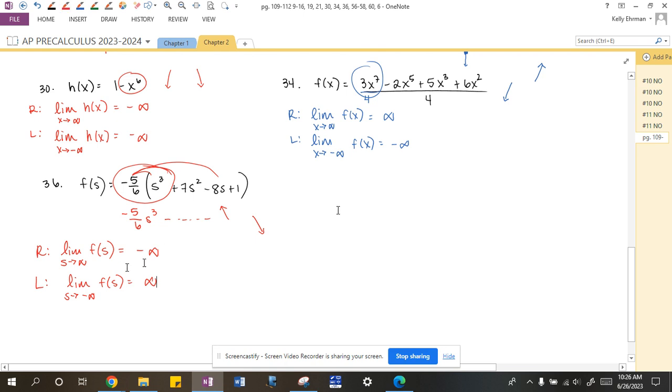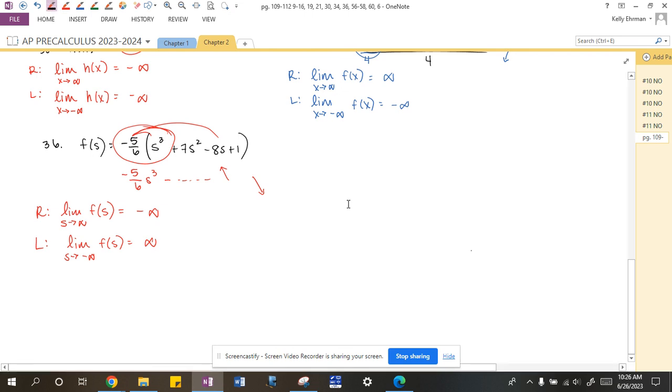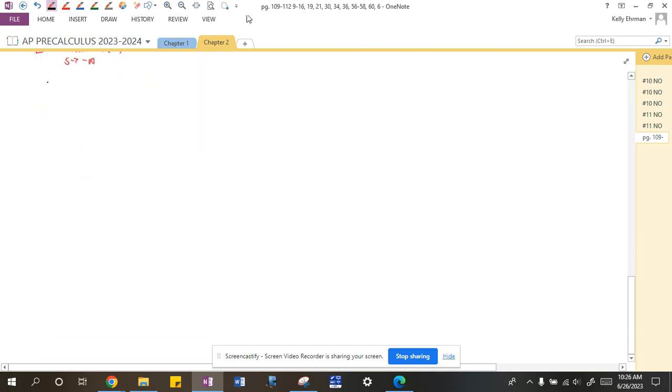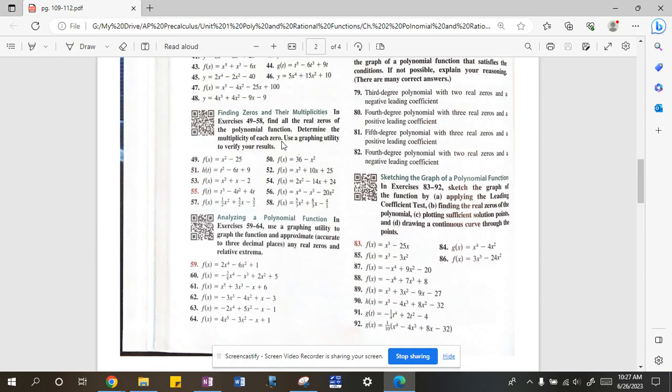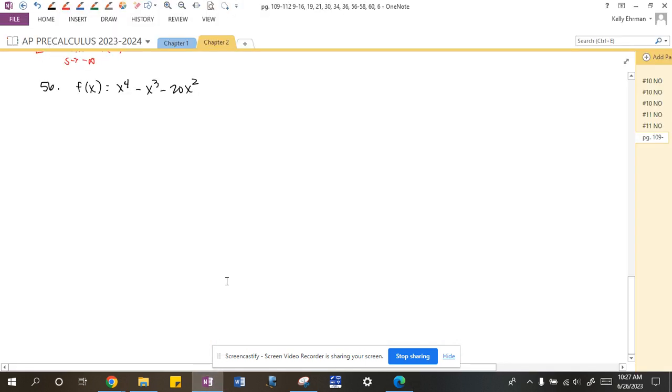All right, our next problem is 51. No, 56. So we have f of x equals x to the fourth minus x to the third minus 20x squared. The directions for 56, let's just look at these. Say, where'd it go? Find all the real zeros, determine the multiplicity. We're not going to do the last part. If you want practice doing it though, use a graphing utility to verify your results.